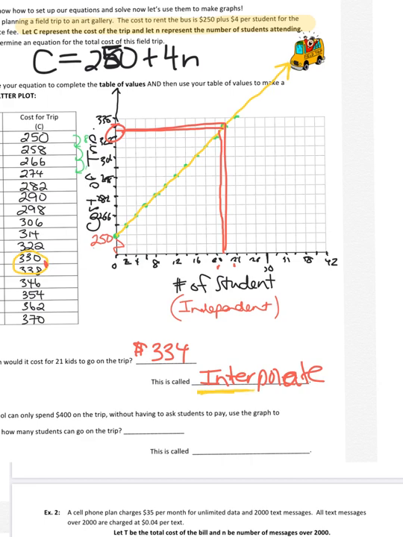So the next question is going to be a little bit harder because I didn't make our graph big enough, but it says if the school can only spend $400 on the trip without asking anyone to pay, how many students can go? So we would go all the way up here to 400 on our y-axis and then come along till we hit the line and then come down to figure out how many students. So we know that from the equation we can figure this out. We know that we can take our $400 and subtract our 250 and then divide by 4. And that's going to give me 37.5. But I can't take 0.5 of a student, so I'm going to say 37 students because 38 would be too high.